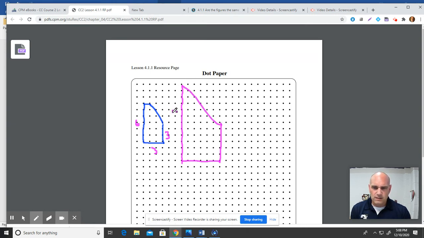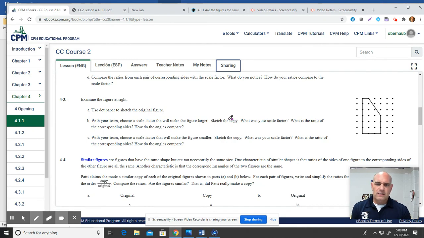So let's see. This side is 12. That was 6. And this is 6. So we made our new figure. We made our figure twice as big, which is 200%. So it's twice as big as the original one. Sketch it. We did that. What was the scale factor? Write the ratio of the corresponding sides.